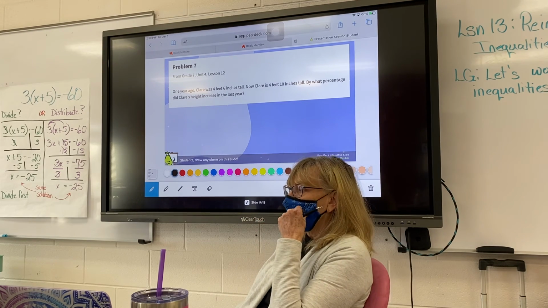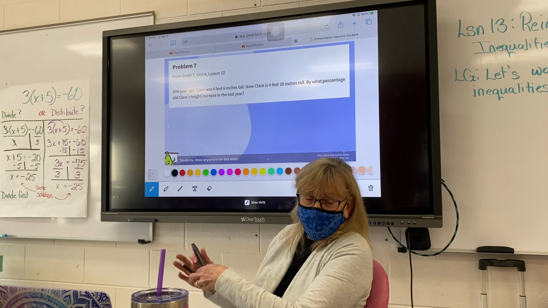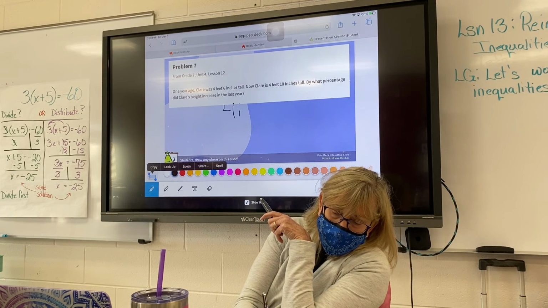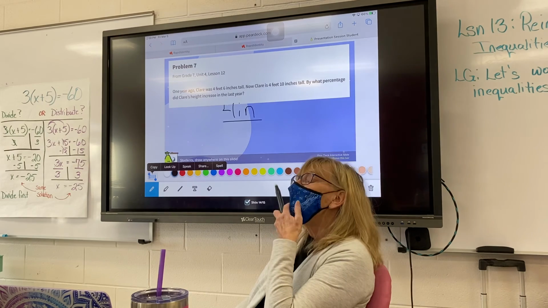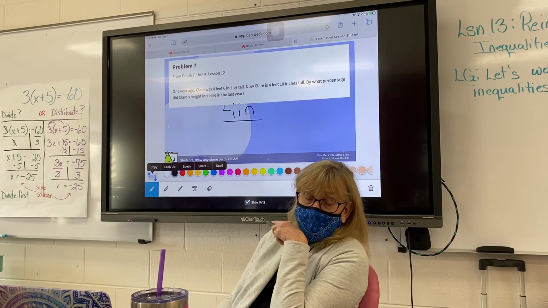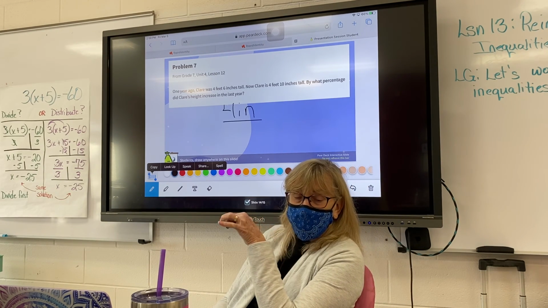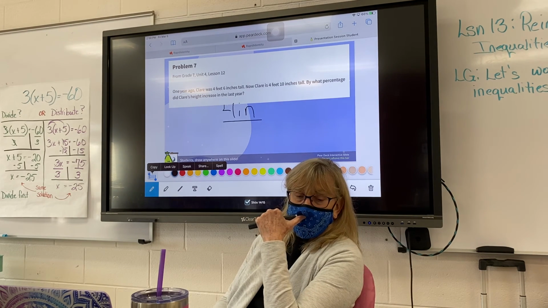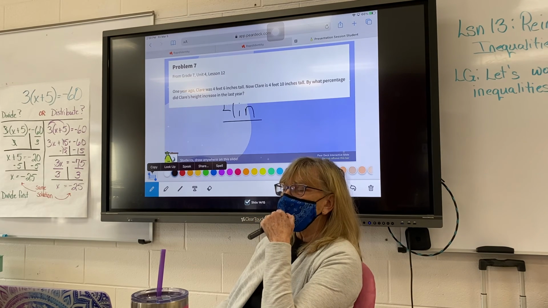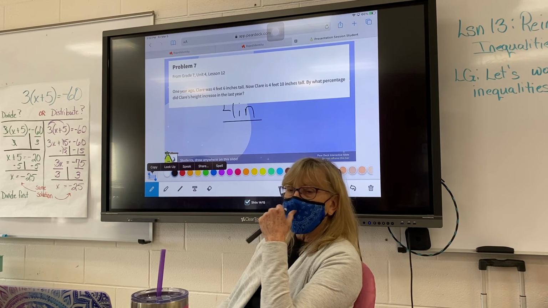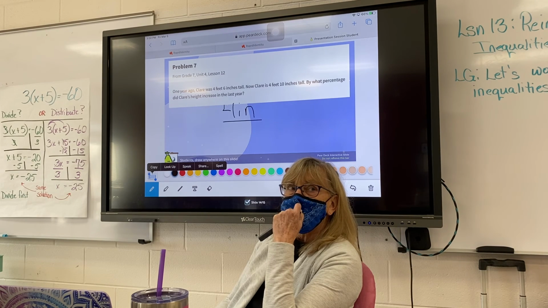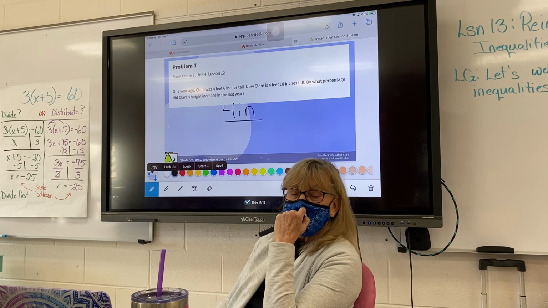So how much did her height change? Her height changed by 4 inches. Okay. Now what are we going to divide it by? The original. All right, she was 4 feet 6 inches. So how are we going to divide that? You would do 12 times.